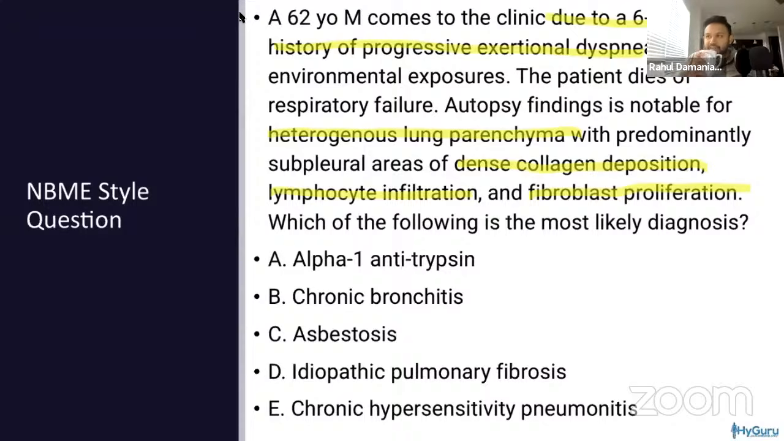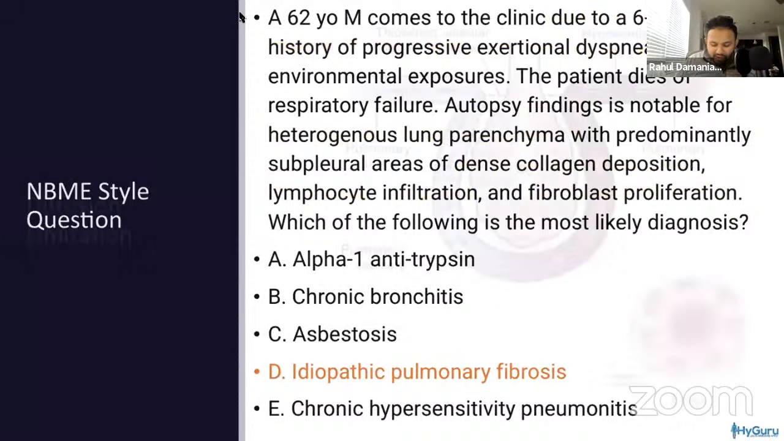What do you guys think? Put it in the chat. Excellent. We have a lot of people saying D, and you're absolutely correct. Remember that anybody who presents with this progressive, long-standing history of shortness of breath, you should really think about fibrosis. And this gross pathology hallmark really defines fibrosis.